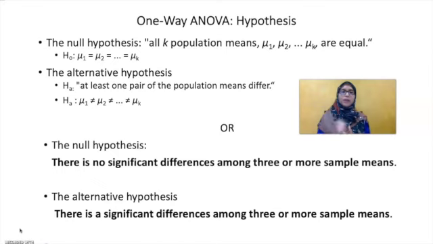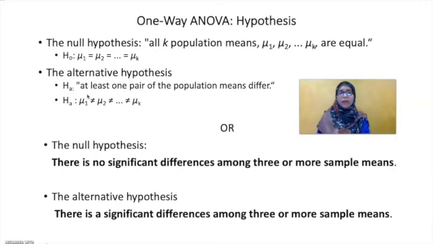There are 2 types of hypothesis: the null hypothesis as well as the alternative hypothesis. So let's look at how we can construct a null hypothesis for a one-way ANOVA. The null hypothesis: all k population means mu1, mu2, up to mu_k are equal. The way you write it properly would be H0, referring to the null hypothesis, where mu1 is the same as mu2, is the same as whatever number of population means. And the alternative hypothesis would be HA: at least one pair of the population means differ.